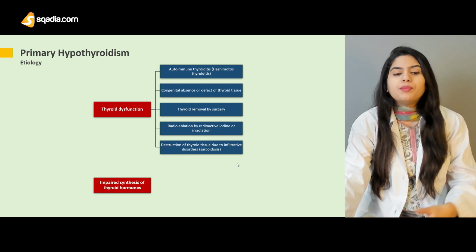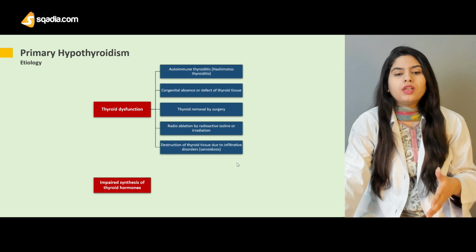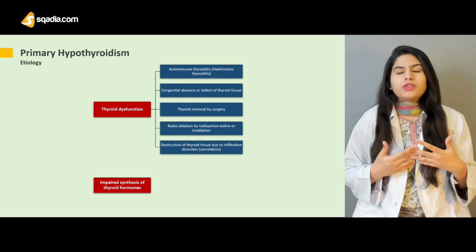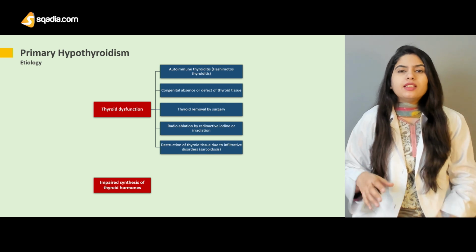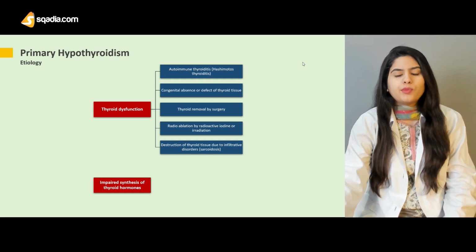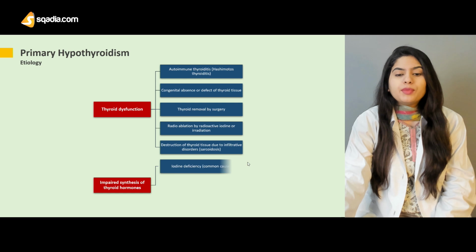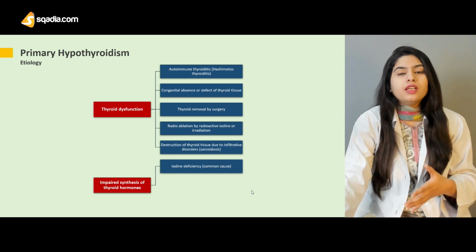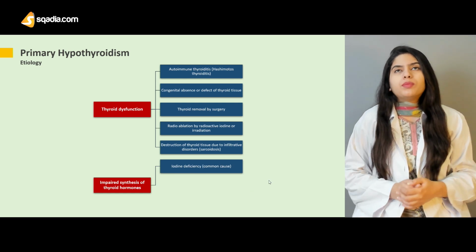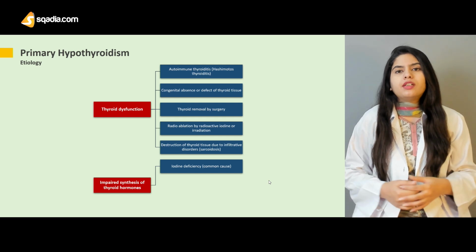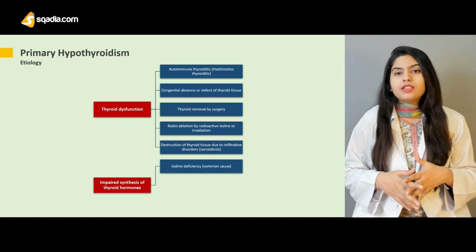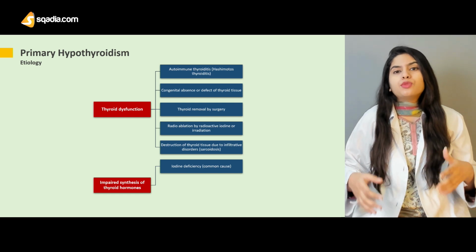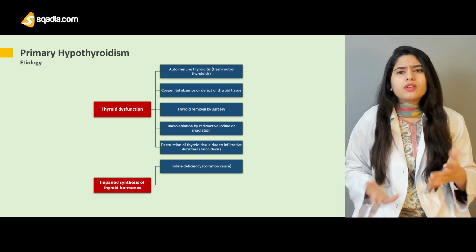Then there can be impaired synthesis of the thyroid hormone. Now, the thyroid gland is functioning properly, the cells are normal, the tissues are normal, but there is still impaired synthesis of the thyroid hormone. This can be due to iodine deficiency. That is the most common cause. Now, iodine deficiency can be because of less intake of iodine in the food, or it can be due to some other causes as well.